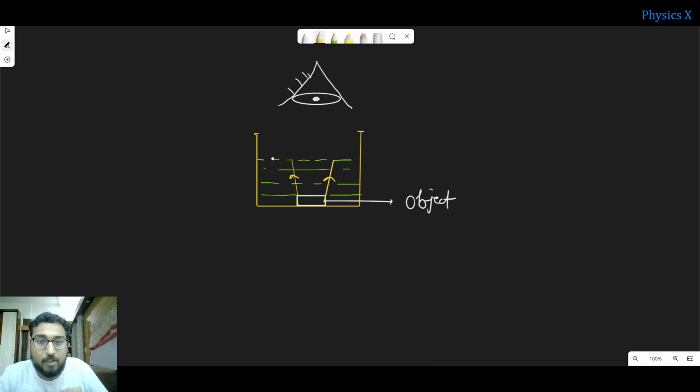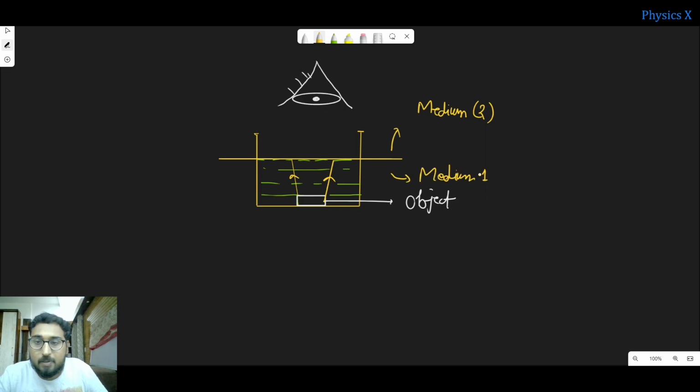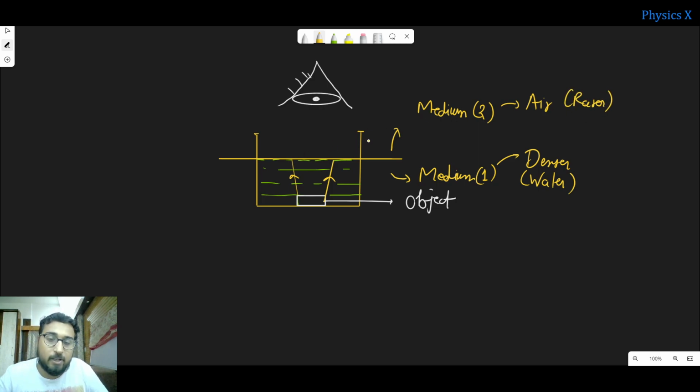This is your incident ray. Now this is your boundary condition, right? From this side there is your medium 2. I always told you that light is traveling from here, so this is medium 1, which is water, a denser medium again, and this is your air, which is your rarer medium. Obviously above this water level there is air.